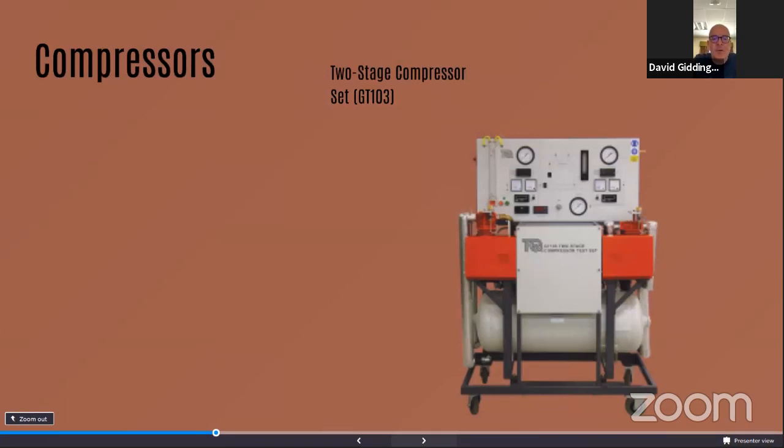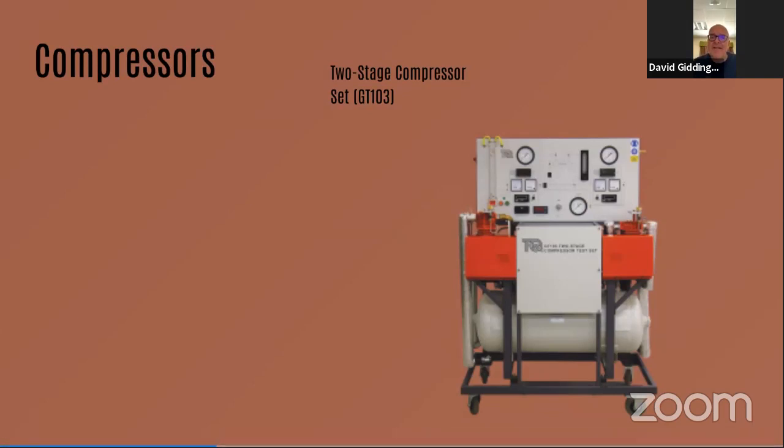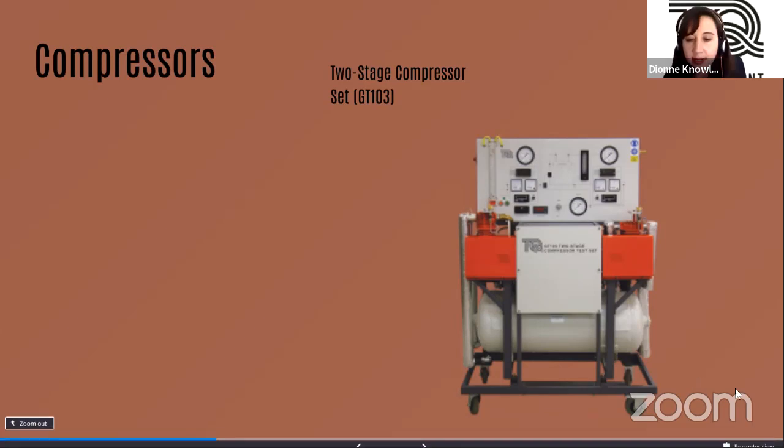So getting into some of our equipment, because that's what we're here for. One of the range areas is our compressors, and we manufacture and sell a two-stage compressor, and this is a self-contained mobile two-stage reciprocating air compressor test set that allows investigations into performance and the operation of a single stage or two stage compressor, also with an intercooler built in. So that's the GT103.